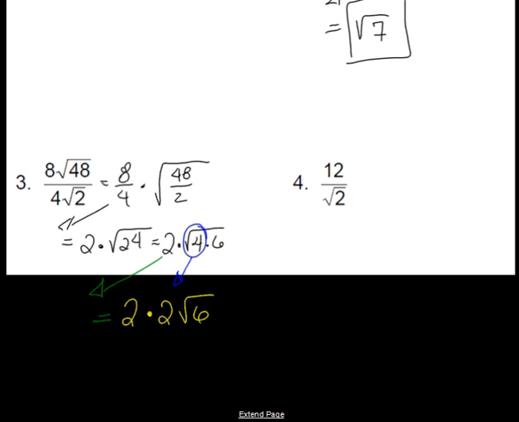Now I multiply the numbers on the outside. 2 times 2 gives me 4. So my final answer will be 4 square root of 6 for number 3.